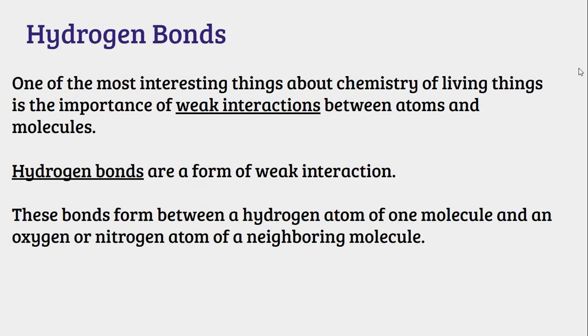Now, another type of bond that we need to know, especially when discussing properties of water, will be these weak attractions known as hydrogen bonds. These bonds form between specifically a hydrogen atom of one molecule and either an oxygen or a nitrogen atom of a neighboring molecule. And these are very weak attractions because of oppositely charged atoms. And so these weak attractions can break.